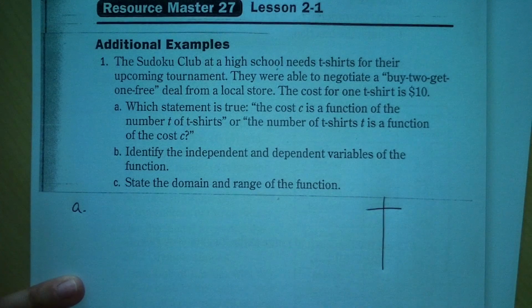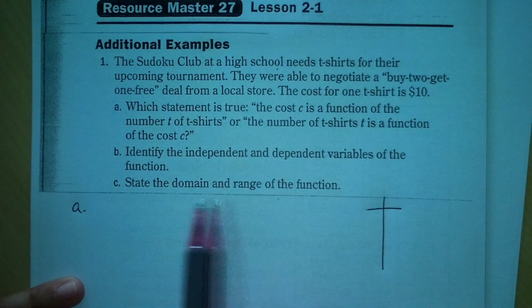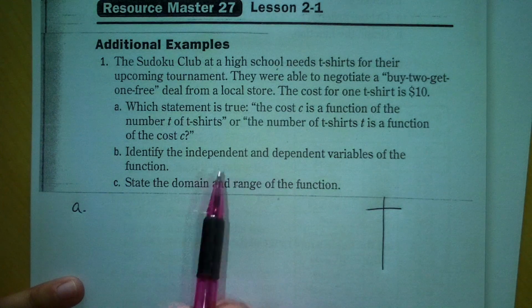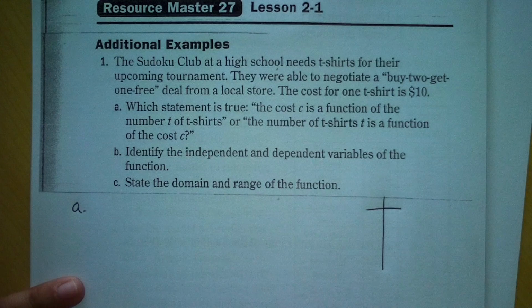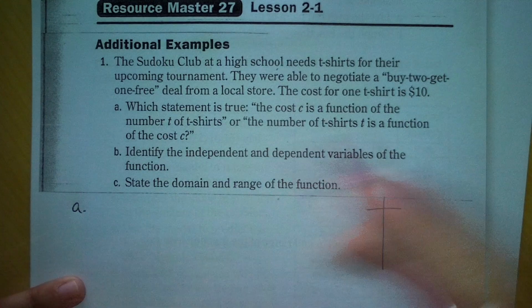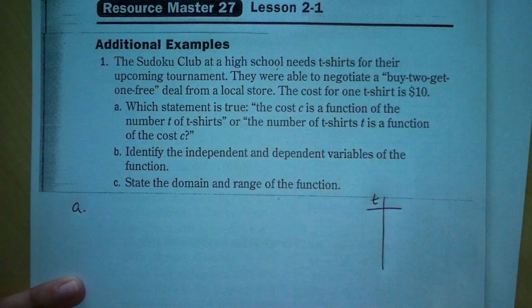So which one would we have to know first? How many t-shirts or what the cost is? How many t-shirts, right? Because we have no idea what the cost is unless we know how many t-shirts. So my t-shirts would be in the independent spot, or the x spot, and then the cost would be in the y spot because that's the dependent, what we get kicked out.